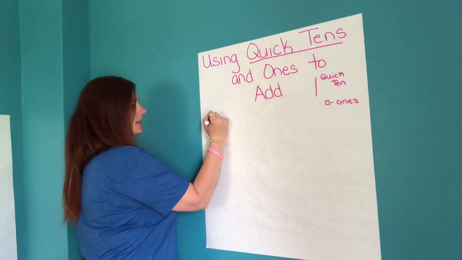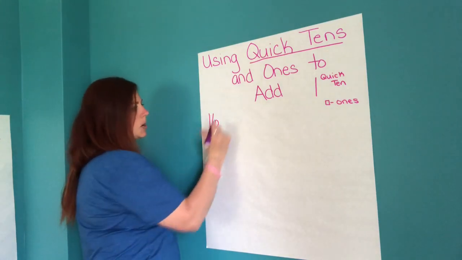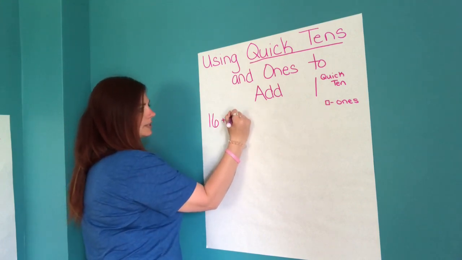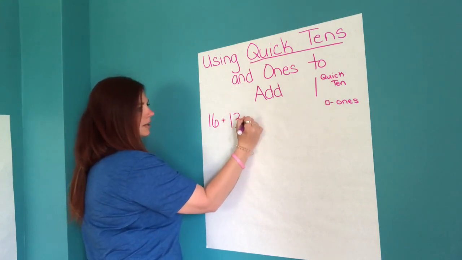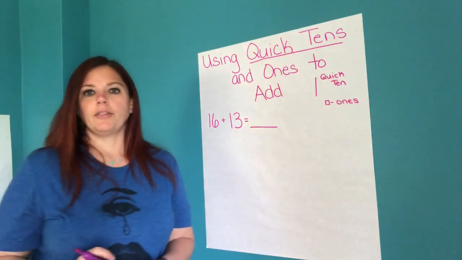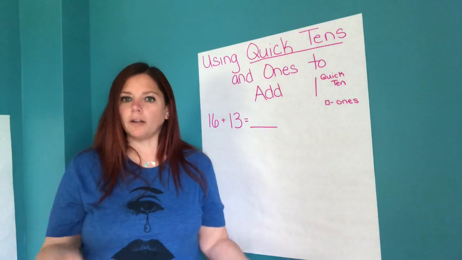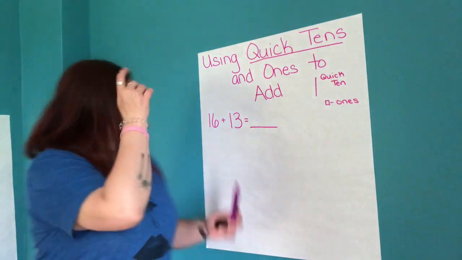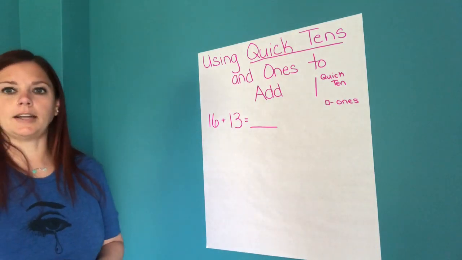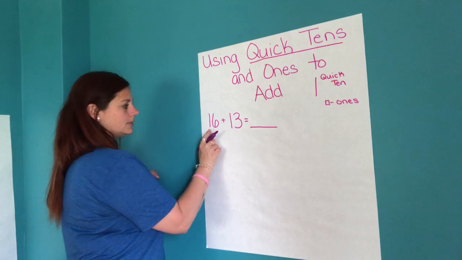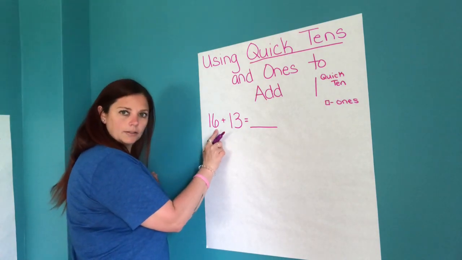I have 16 plus 13 equals blank. Now, we need to stop and we need to think what number is in our tens and what number is in our ones, right? So let's look at 16. Now remember, our tens is first and then our ones.